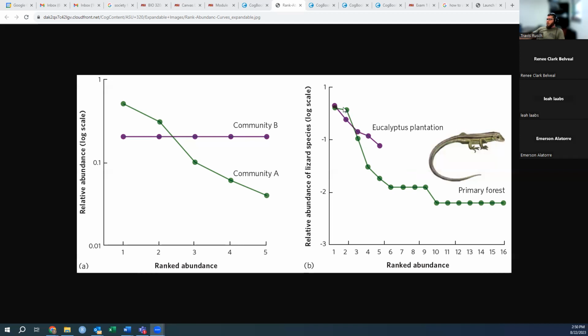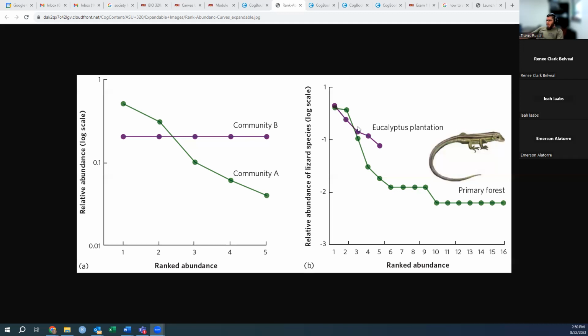Now, what about when we talk about species evenness? Because that's the comparison of the relative abundance. Which population is more even, or community is more even? That would be the eucalyptus plantation because there's less margin in between the species.